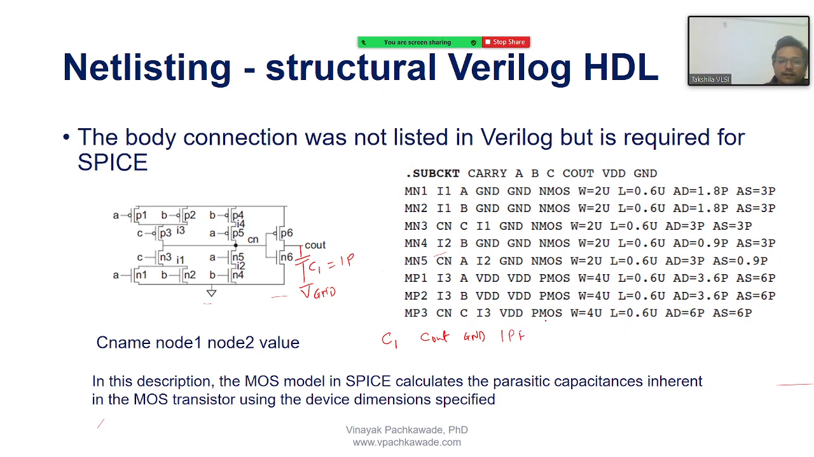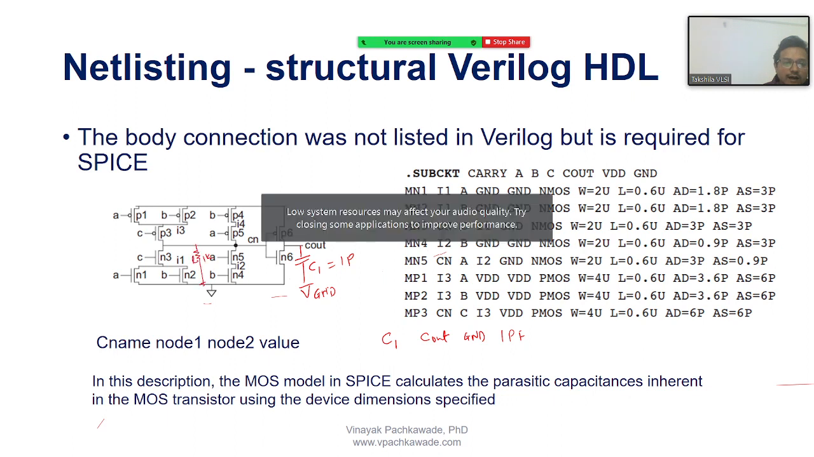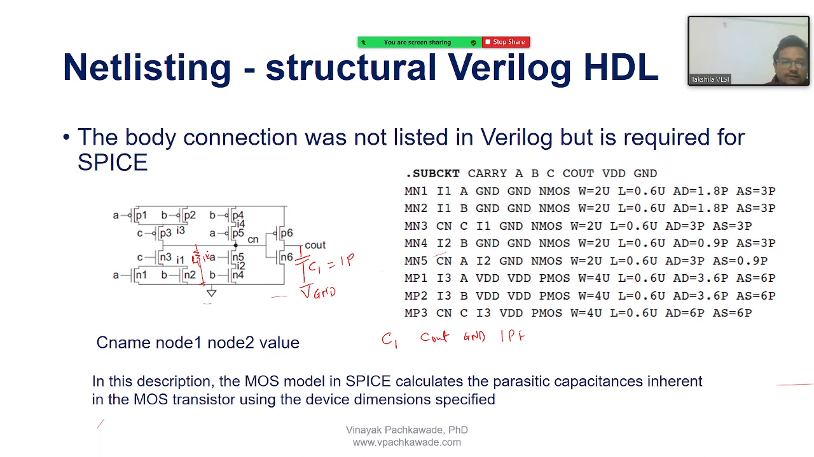Okay, that's correct. Let's say I have a resistor here, 1k, R1. Tell me the syntax. R1 is connected between Cn and ground. What is the value? 1k. Simple, right?